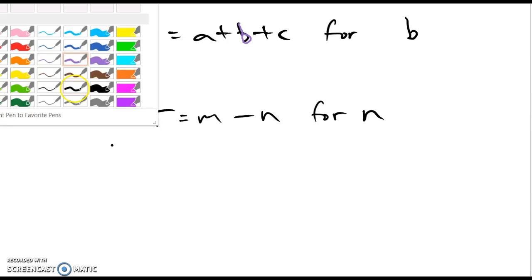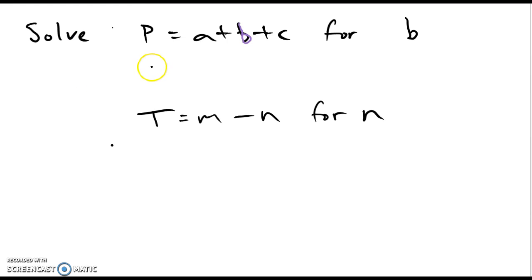Or you can think of it this way. If you have 15 is equal to 20 plus x, what do you do? Well, you subtract the 20 on both sides, and you wind up with negative 5. Looking at this problem here, we have two terms that we're trying to get rid of, but we don't know what they are, so we can't combine them. So we're going to have to subtract the a and the c separately. So we're going to subtract a. What's P minus a? No idea, because you don't know what P is, you don't know what a is. So it's P minus a is equal to b plus c so far.